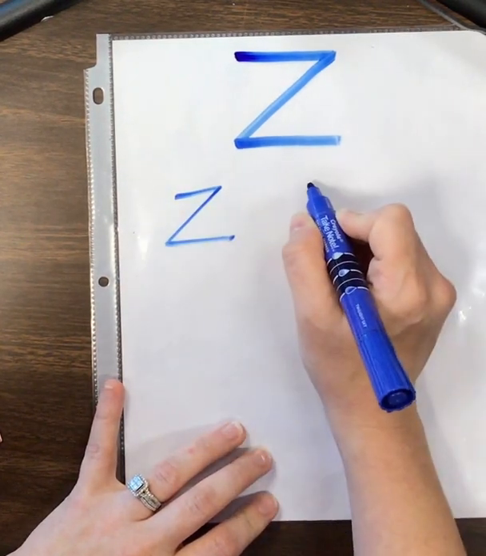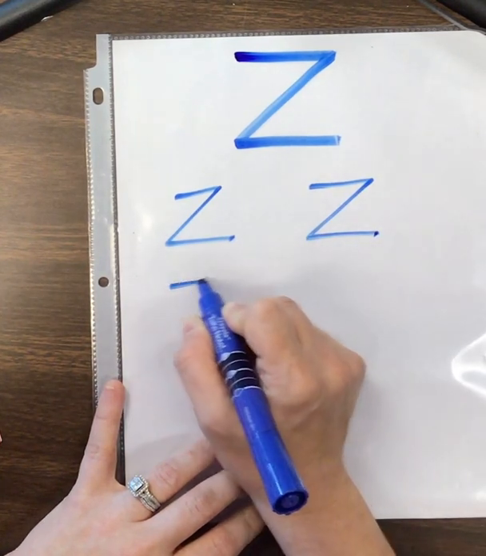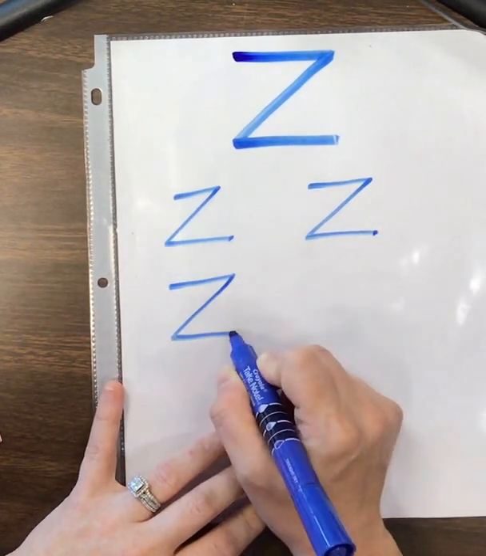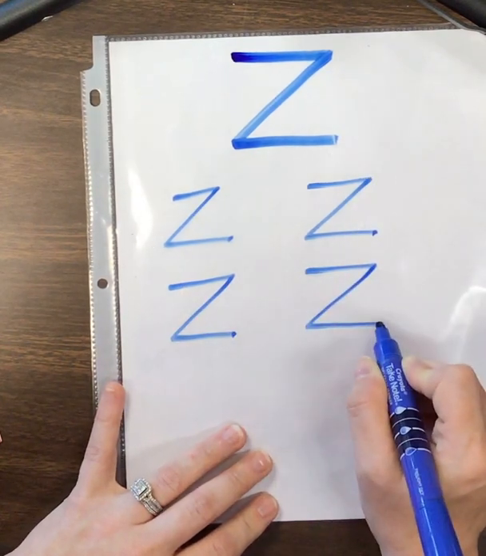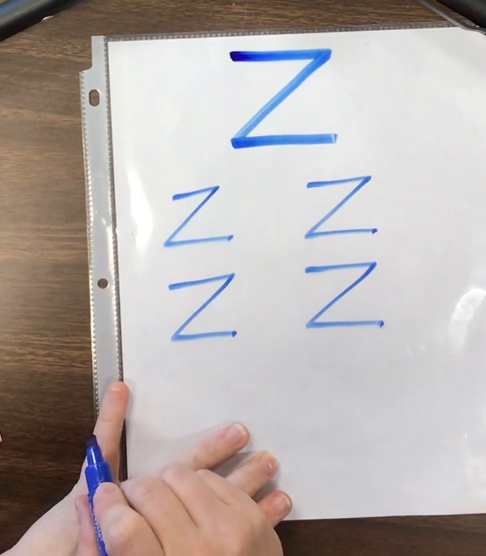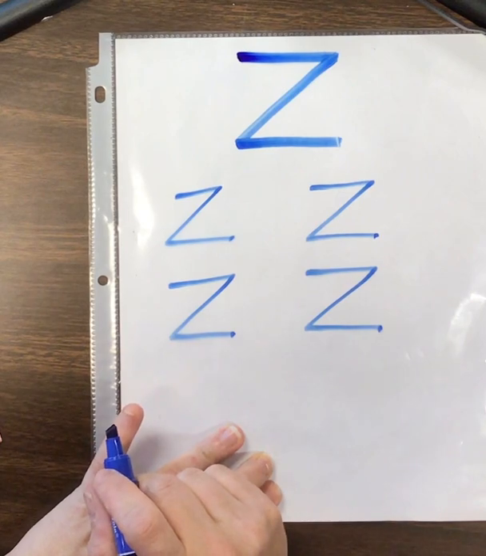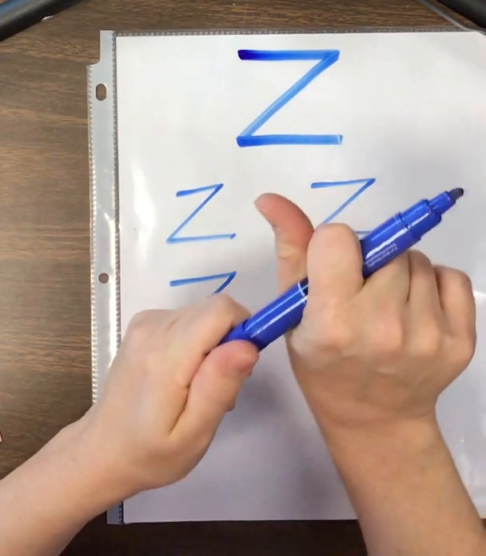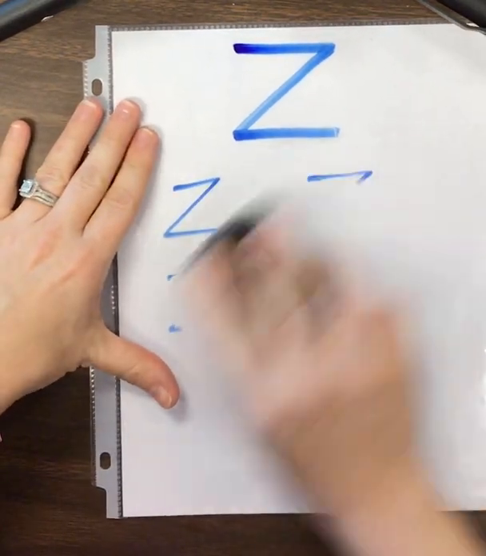Z. Z. Z. Z. Did you get it? Okay, so now that you've got your Z 4 times, you're ready to close your marker and erase your board super quick.